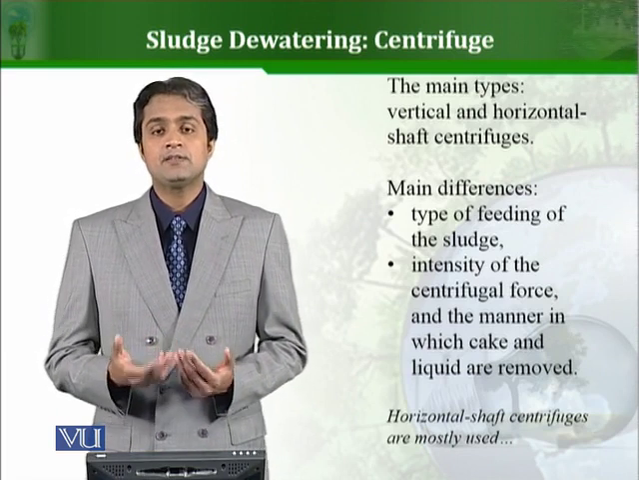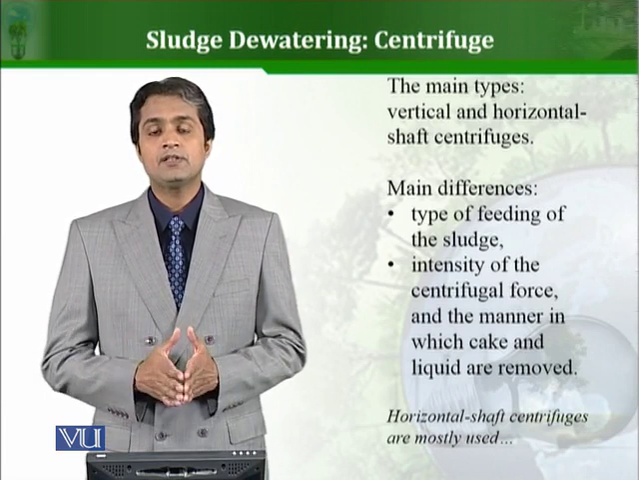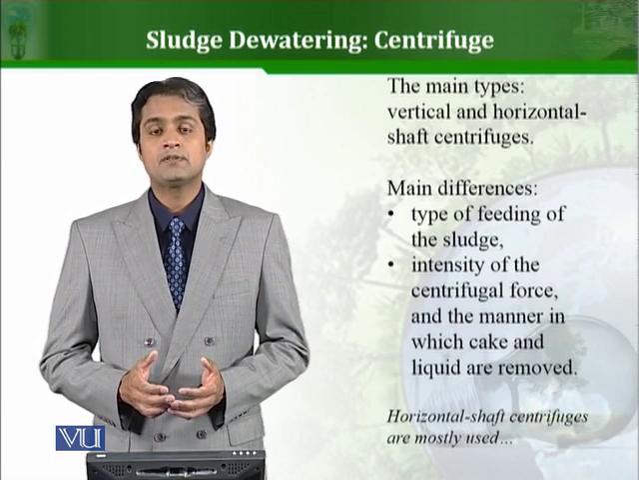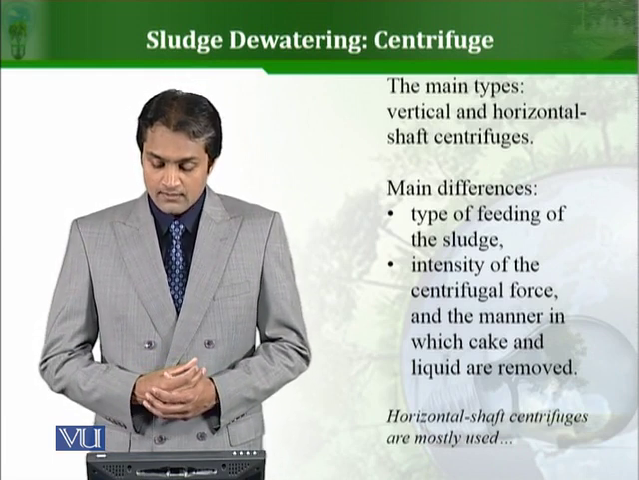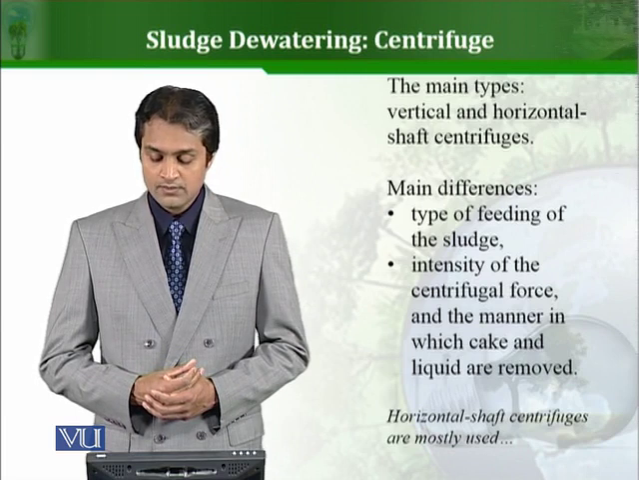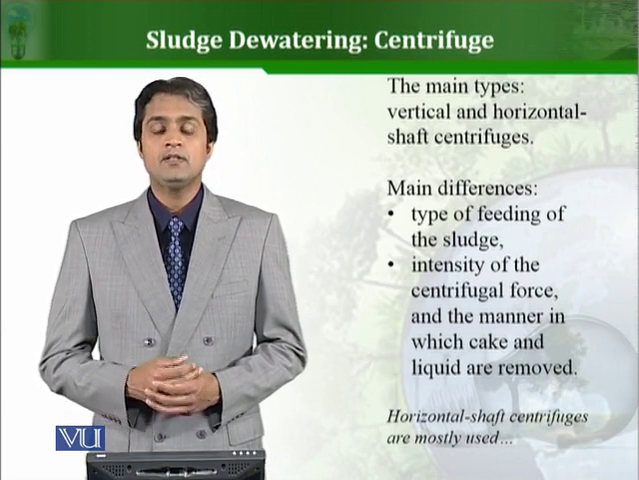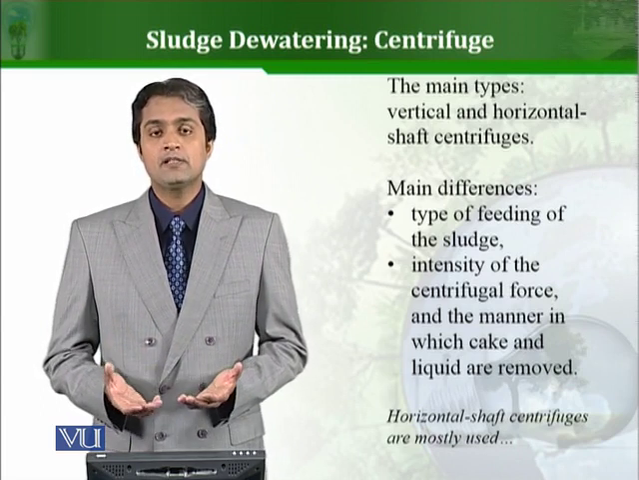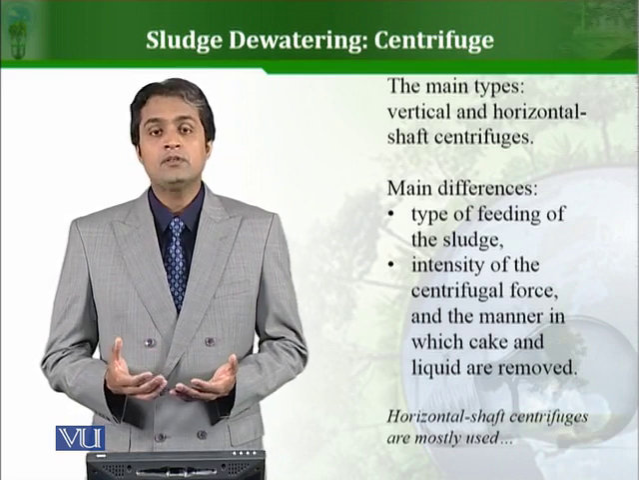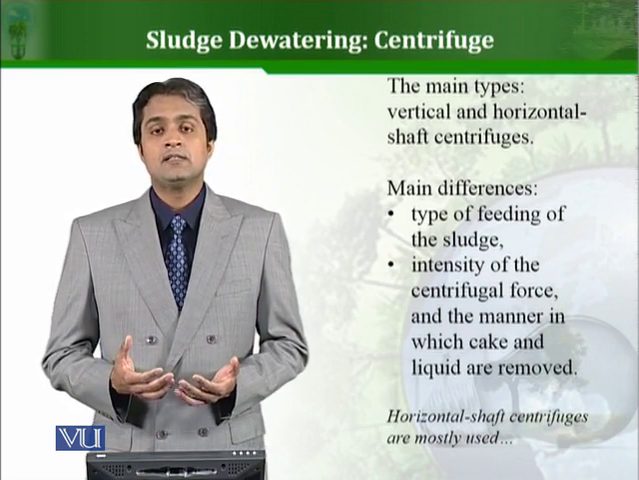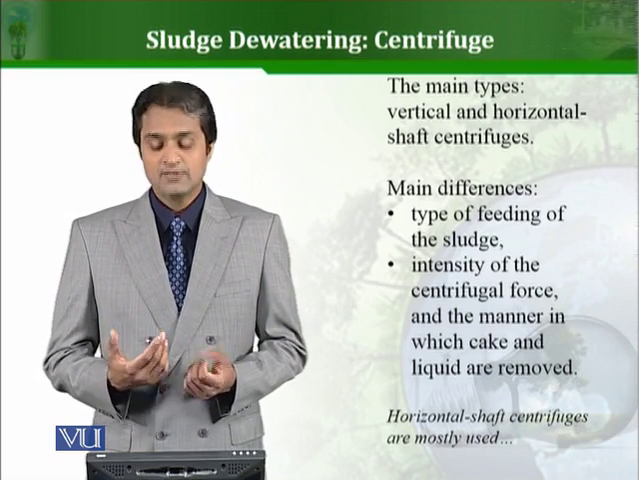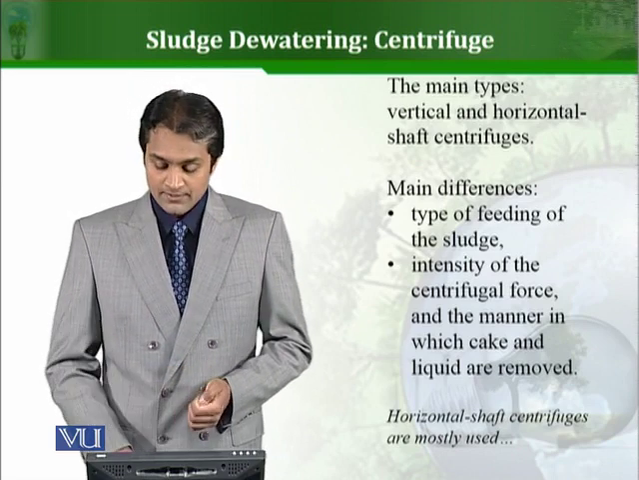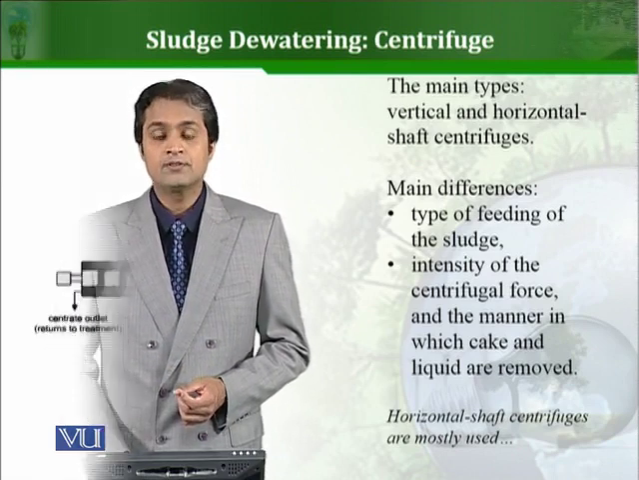That is, how the sludge is introduced into them; on that basis, in vertical ones the introduction of sludge is different, and in case of horizontal shaft centrifuges, the introduction of sludge is entirely different. And the intensity of the centrifugal force and the manner in which the cake and liquid are moved. To what extent we can apply centrifugal force will vary between the two, and how the liquid and solid mass present in the sludge move, on that basis as well there are differences between vertical and horizontal shaft centrifuges.